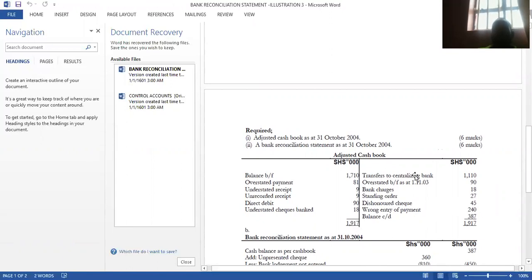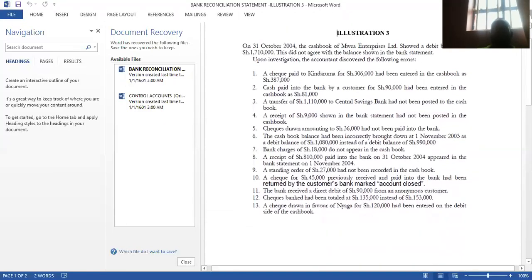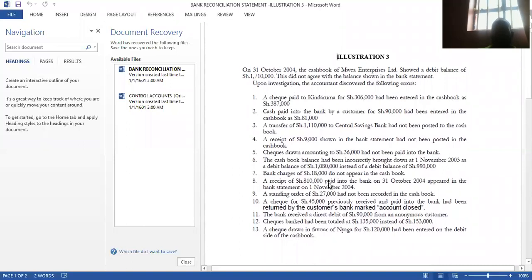Another error that was recorded is that a check for 45,000 previously received and paid into the bank had been returned by the customer's bank marked account closed. This is a dishonored check. Regardless of the reason why the check has been returned, that check is regarded as a dishonored check.